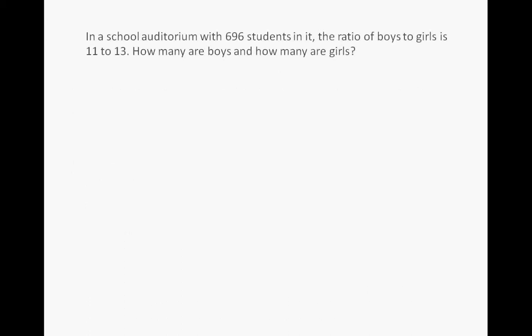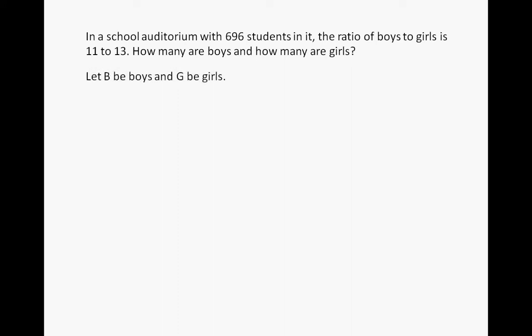All right, so let's take a look at our first scenario. We have a school auditorium with 696 students in it, and the ratio of boys to girls, again, the number of boys to the number of girls, is 11 to 13. So for every 11 boys, there are 13 girls. So out of those 696 students, how many of them are boys and how many of them are girls if we know that we have 11 boys to every 13 girls?